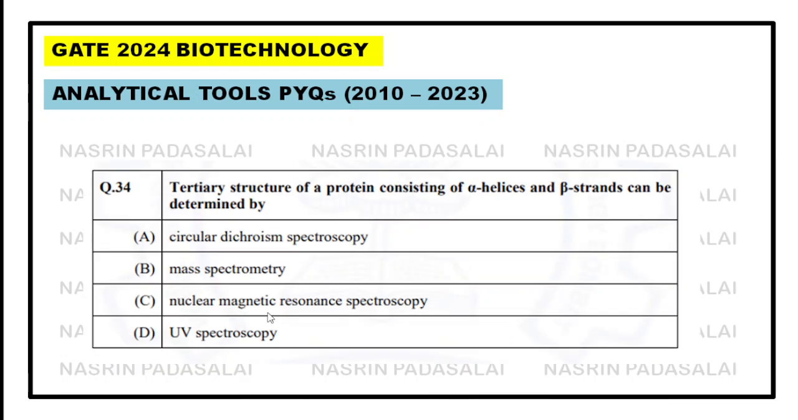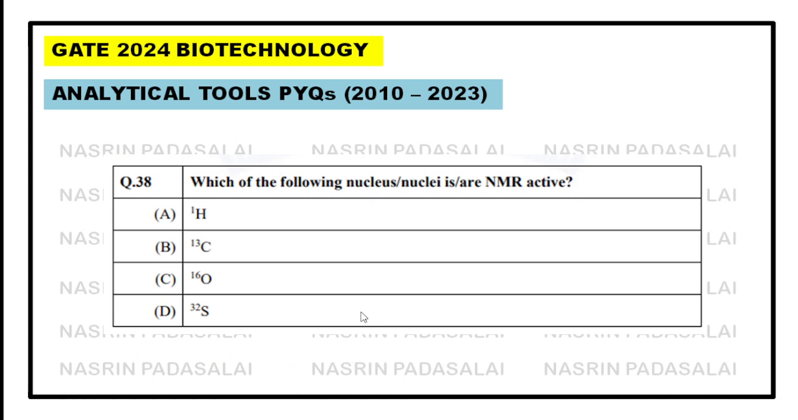Next: the tertiary structure of a protein consisting of alpha helix and beta strand can be determined by nuclear magnetic resonance spectroscopy. So tertiary structure means you simply need to choose nuclear magnetic resonance spectroscopy.